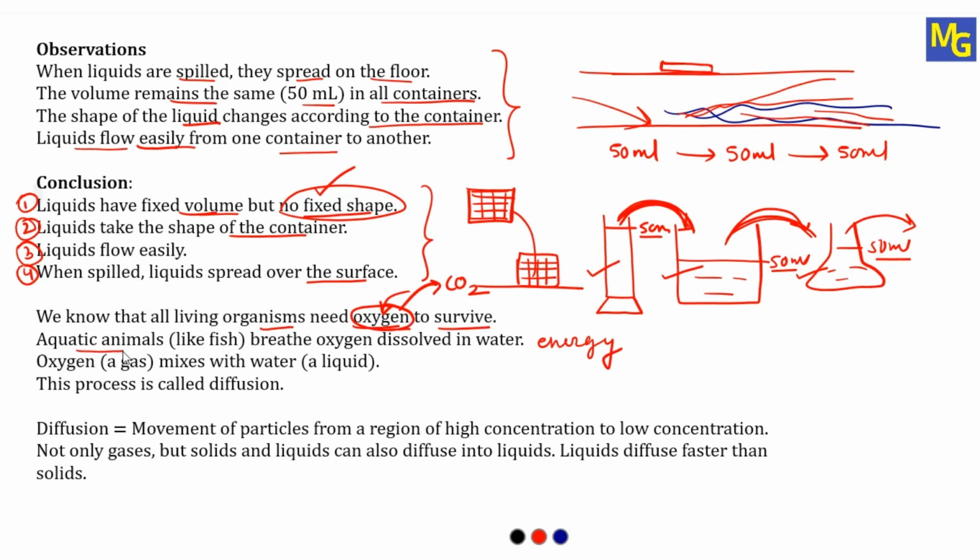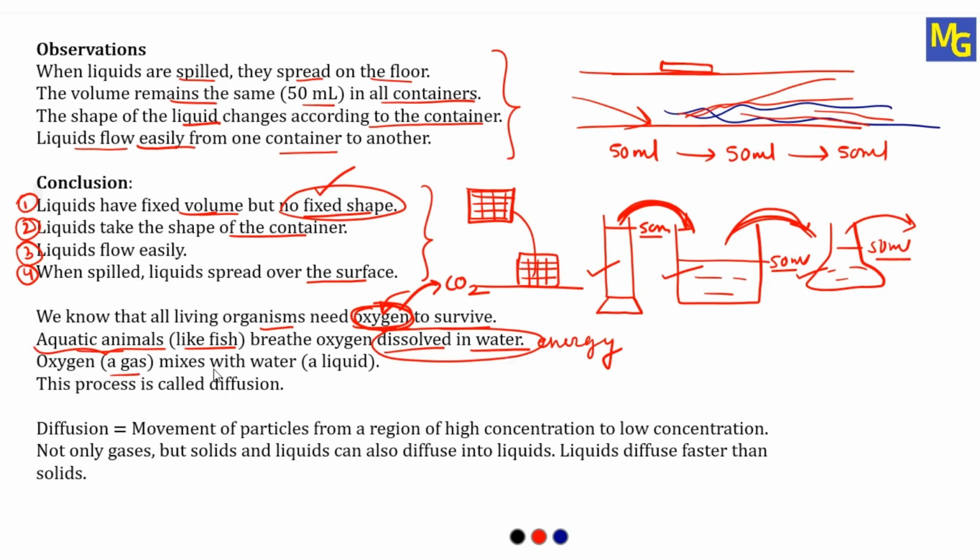But what about aquatic animals? Aquatic animals like fish live in water. So in water, whatever oxygen they get, that oxygen is dissolved in water. Remember, on the land, oxygen is free. But the animals in water, which are called aquatic animals like fish, or aquatic plants, from where will they get the oxygen? These animals or plants will get the oxygen which is already dissolved in the water. So it is clear that gas is dissolved in liquids.